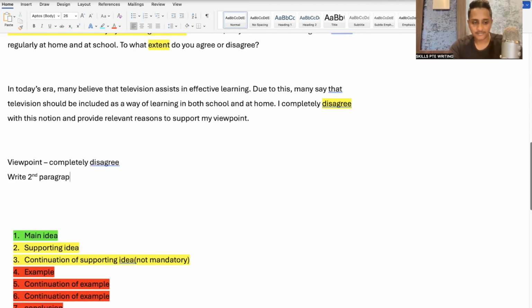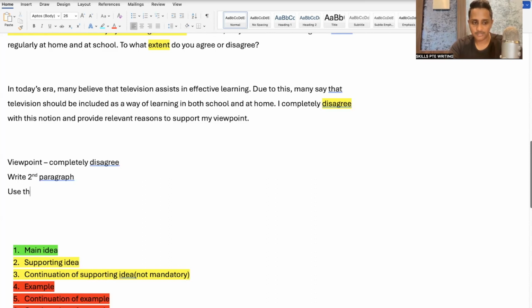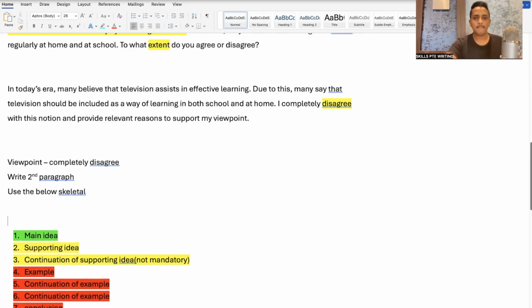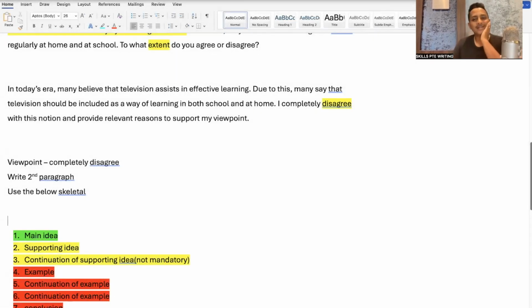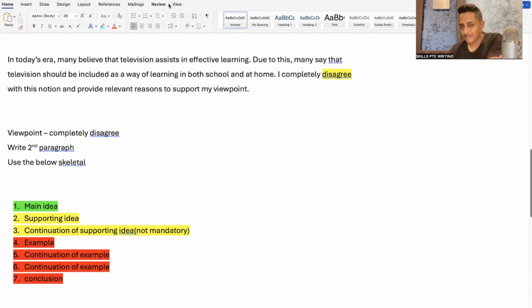Write the second paragraph. Use the below structure or below skeleton. Can you guys try doing it? It's close to 25 minutes. We finished. The rest 35 minutes, we will use for review.